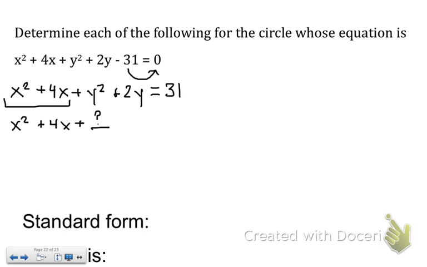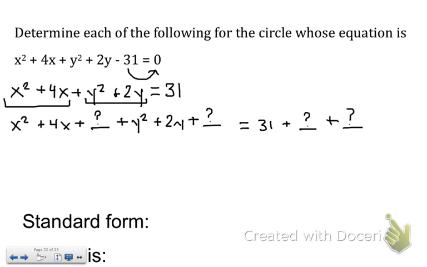Now remember, if we add it on to the left side, we also have to add it on to the right side. Now take a look at those y terms. Same scenario, they're just y's now instead of x's. So we can complete that square as well. y squared plus 2y plus our missing number. But whatever we add to the left, we have to add to the right.